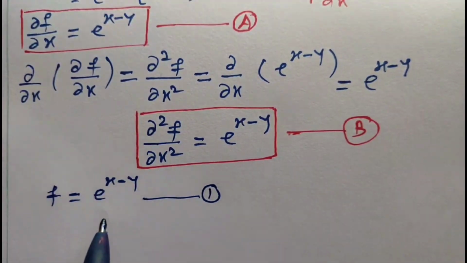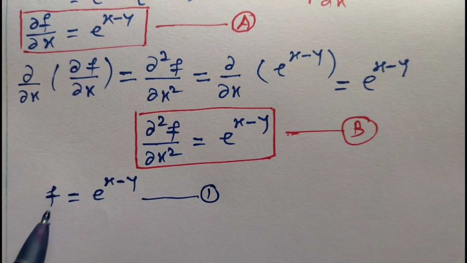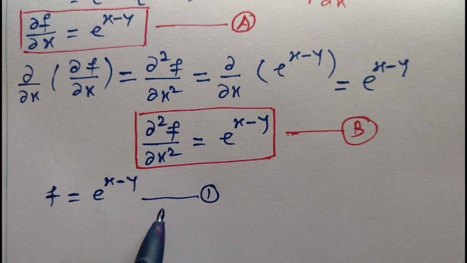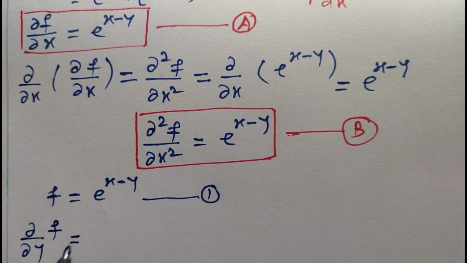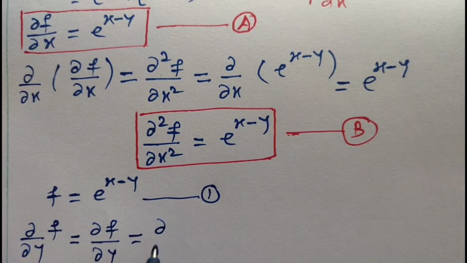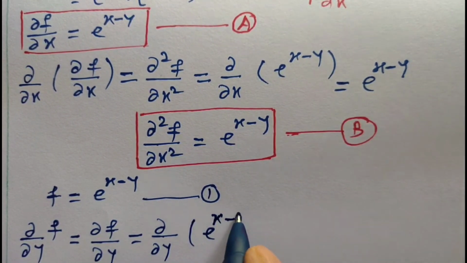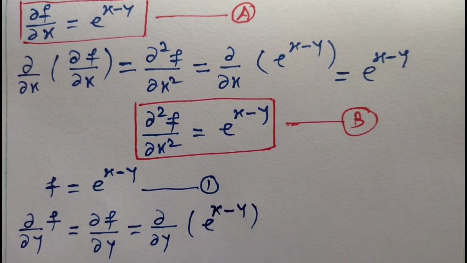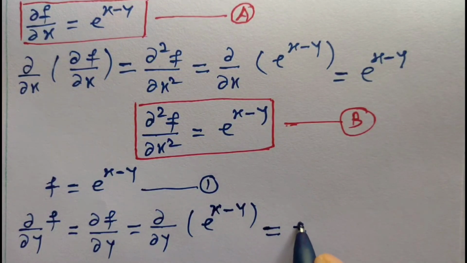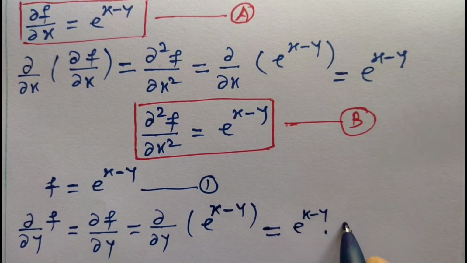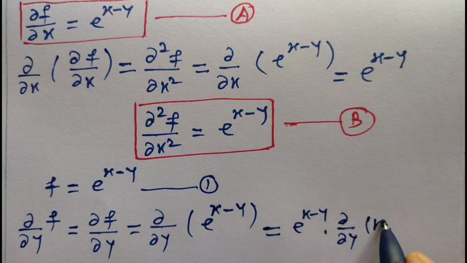Since f is equal to e to the power x minus y is given function, partially differentiate both sides of this result 1 with respect to y. Partial derivative with respect to y of left hand side is equal to, this is nothing but partial derivative of f with respect to y is equal to partial derivative with respect to y of right hand side. In this case, we have to consider x and function of x as constant. Okay, this is exponential function, so its derivative will be e to the power x minus y into partial derivative with respect to y of x minus y.